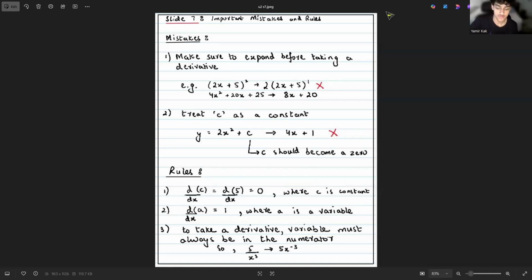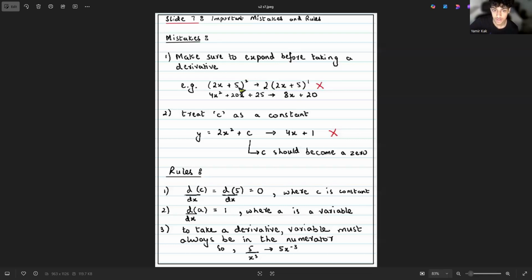Okay, lastly, we'll just talk about some final mistakes that people make during this lesson and rules that we have to follow when we're going into this lesson. So first things first, mistake number 1: make sure to expand before taking a derivative. So don't use chain rule when we have an unexpanded expression. For something like, let's say, (2x plus 5) squared, the smart move is to expand it first.